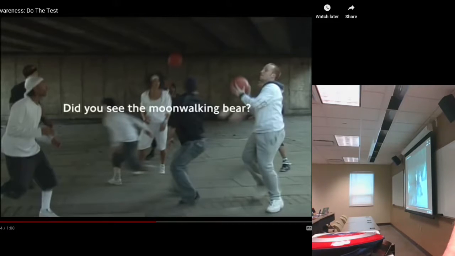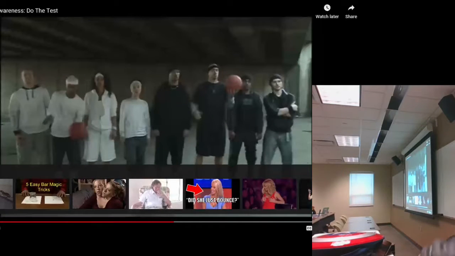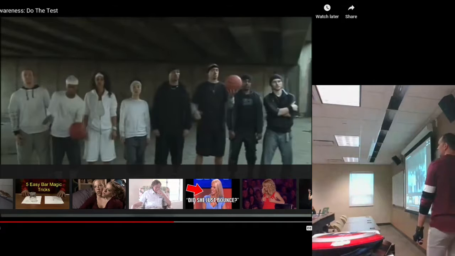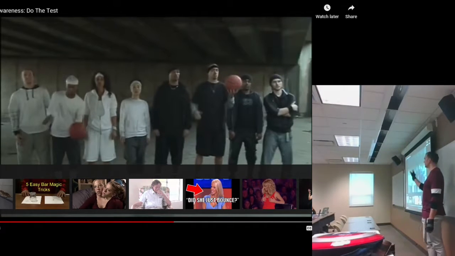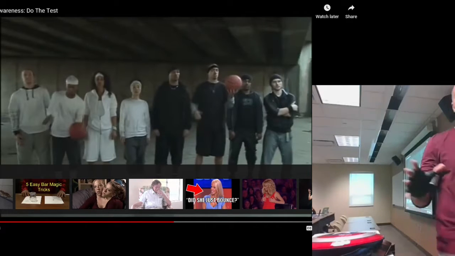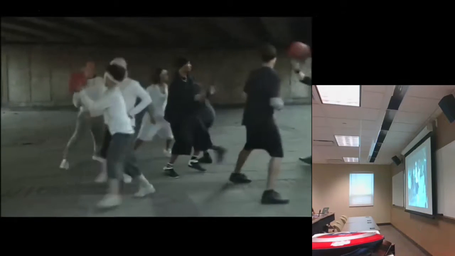All right, let me see if I can pause it. So, who saw the moonwalking bear? All right, we had a few people. I kind of spoiled it because the moonwalking bear was in the original thing, but hands up again if you saw it. Okay, so this is a nice example of your need for attention in order to process information that becomes massively obvious once you attend to it. It's not tricky information, but if you don't attend to it, the implication is you're not even processing it.